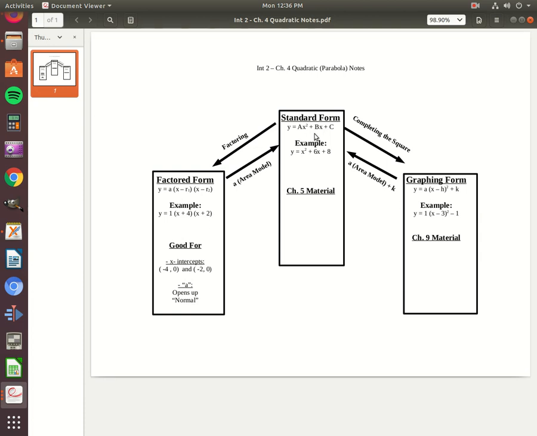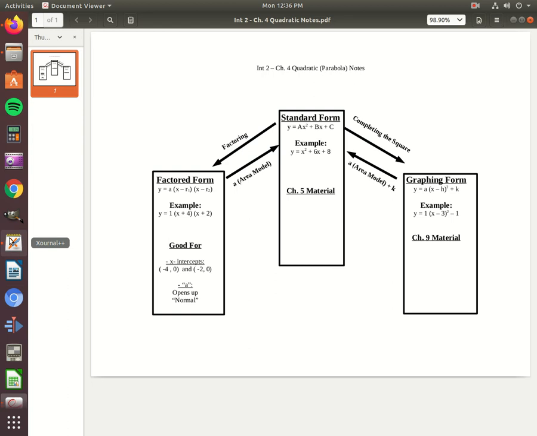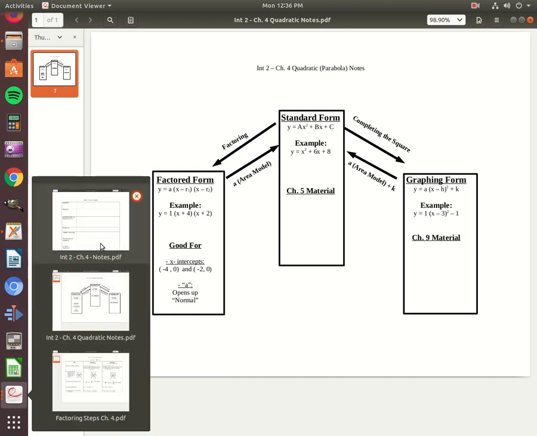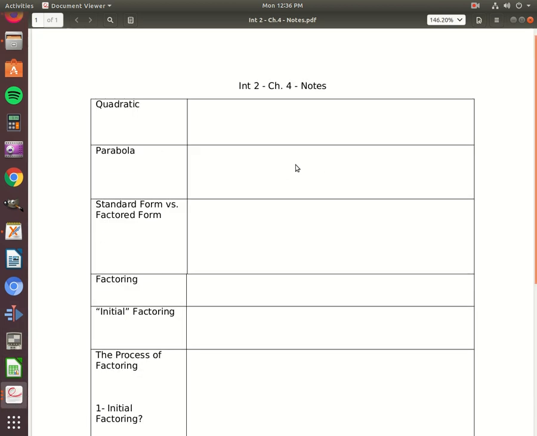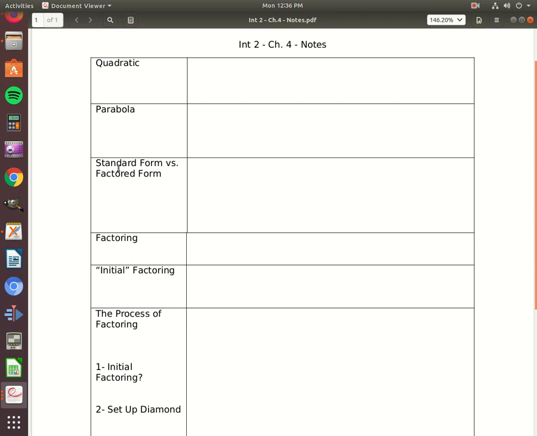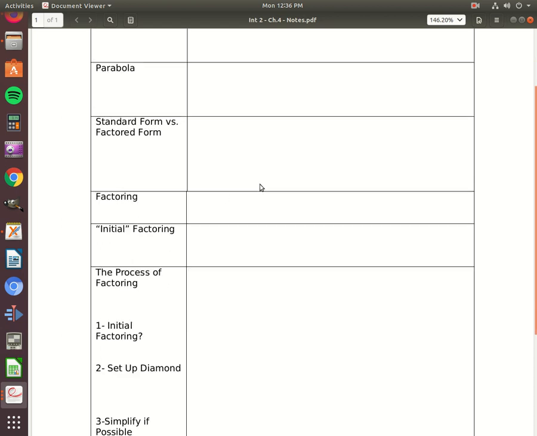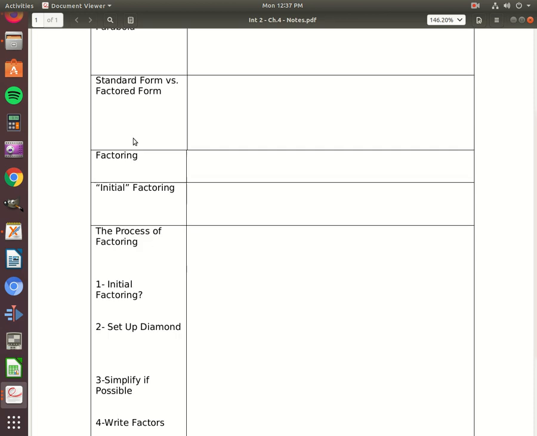Just to make sure we know what a quadratic is, it's that type of equation. Just like there are linear equations, there are quadratic equations. The other thing I wanted to point out is that we should know what a parabola is. It's that U shape. We should have a rough idea now of factored form versus standard form and how that works. Obviously, we said standard form is the sum, factored form is the product, going back to chapter 1 again.